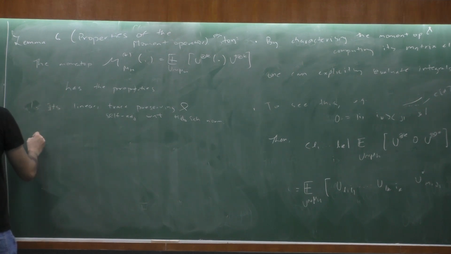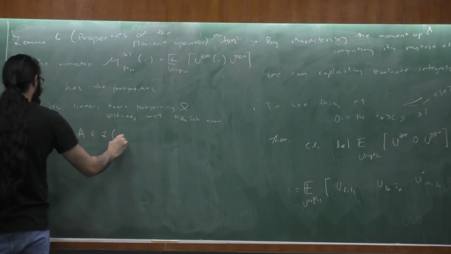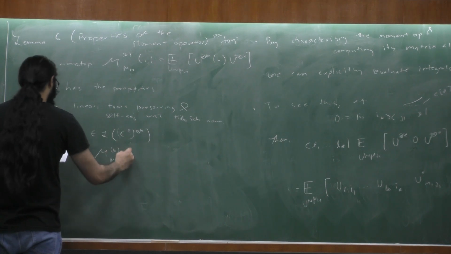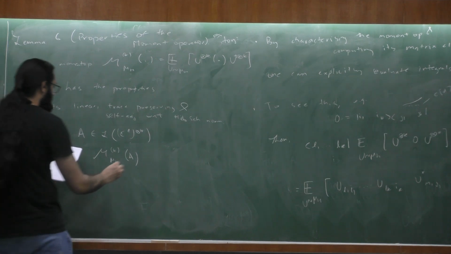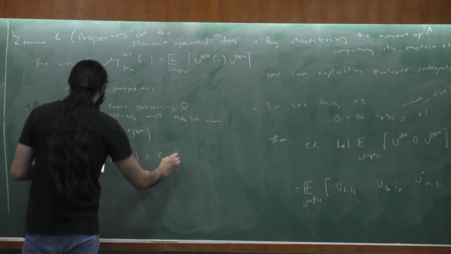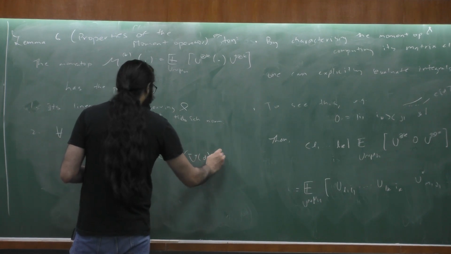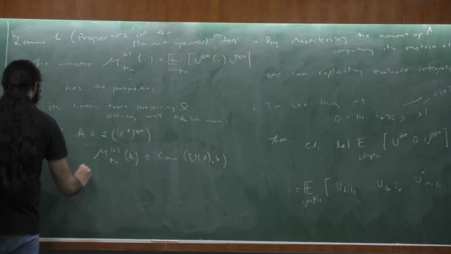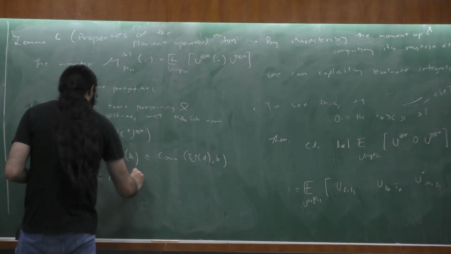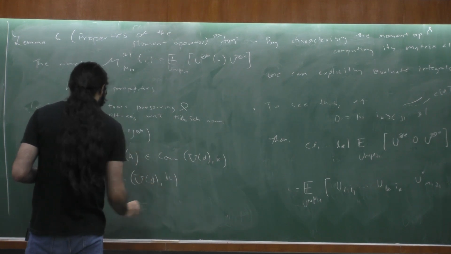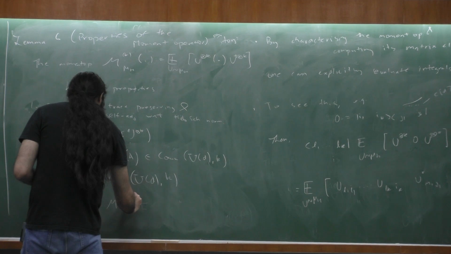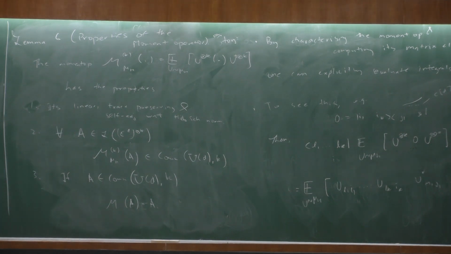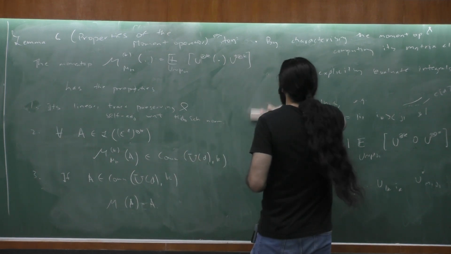Second is that for all A in C^(D tensor K), the moment operator after acting on A is going to be in the commutant of the unitary group. And the third is, if A is already in the commutant of the unitary group, then the moment operator acting on A leaves it unchanged, so it gives you A back. Okay, so these are relatively simple. Let's try to prove them.